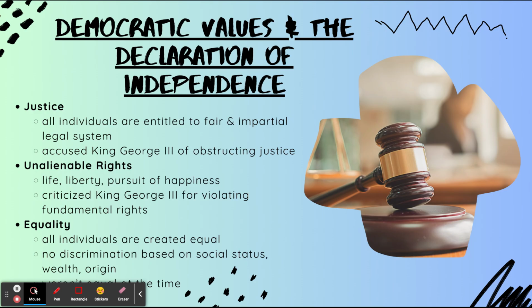So, first of all, we're going to look at democratic values in the Declaration of Independence. Before we do so, though, I want to provide you with just a little bit of a refresher on the Declaration of Independence. So, the Declaration of Independence was initially drafted in 1775. However, it was not signed until 1776 by the colonists.